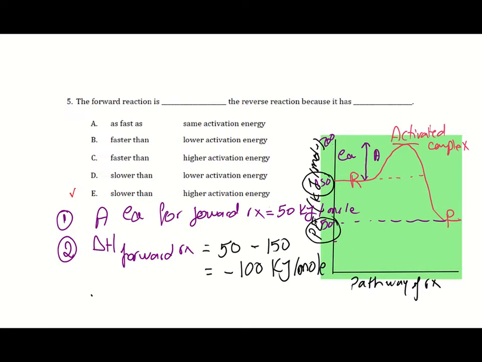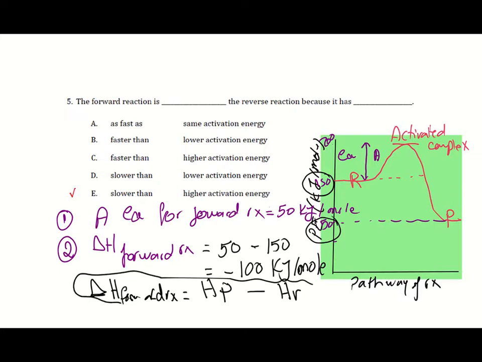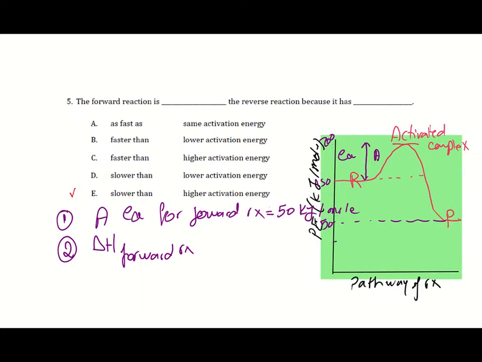Remember the formula: enthalpy change of the forward reaction equals enthalpy of products minus enthalpy of reactants. In the case of an exothermic reaction, this result will be negative, and it will be positive if the reaction is endothermic.